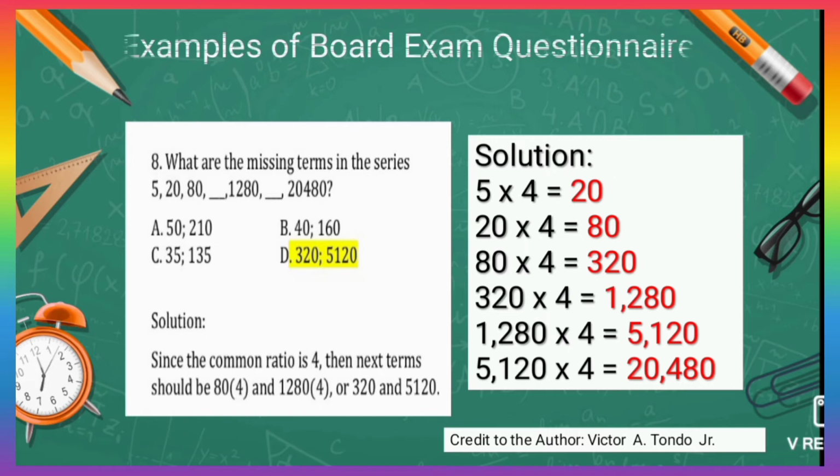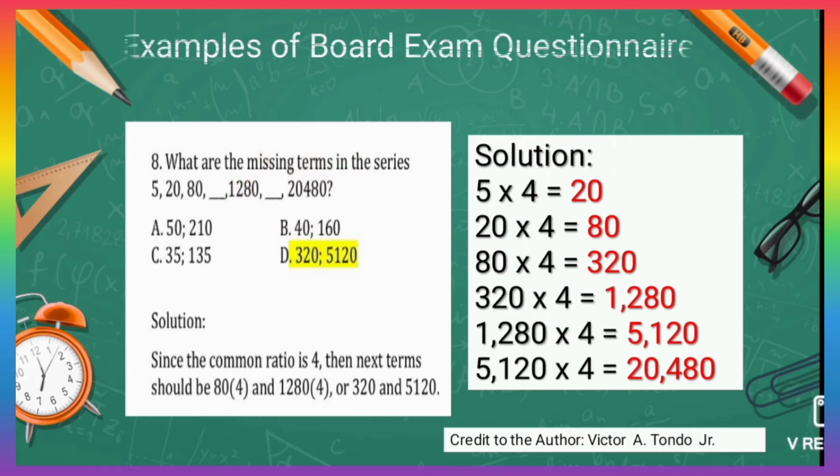So, okay, back to the topic. Ika-8 kasi yun siya na question. But anyway, wag na natin isipin yung number. What are the missing terms in the series 5, 20, 80, blank, 1,280, blank, 20,480? So, dito sa question na to ay hinahanap natin yung missing terms. So, ano nga ba yung missing terms?